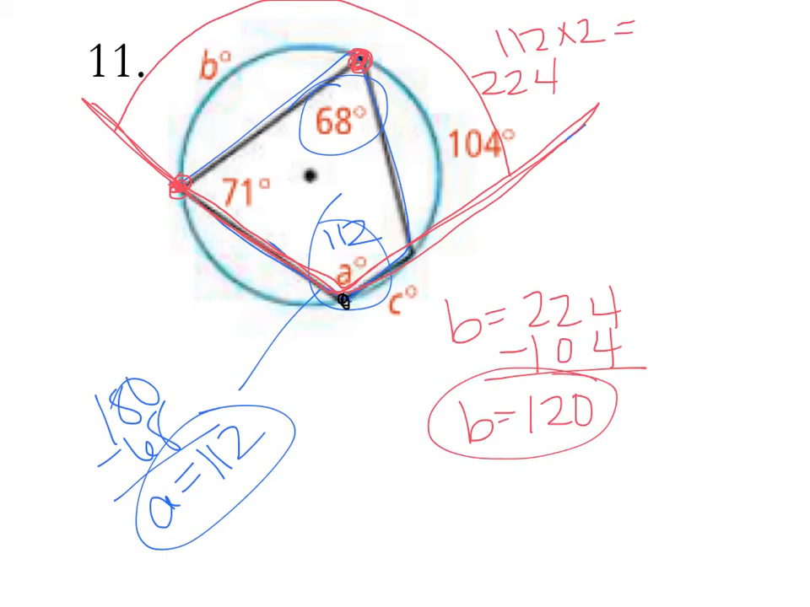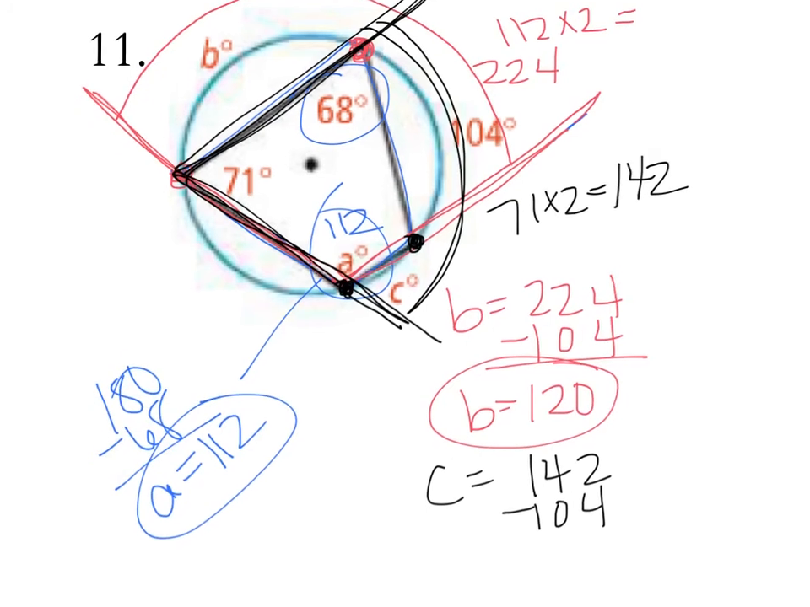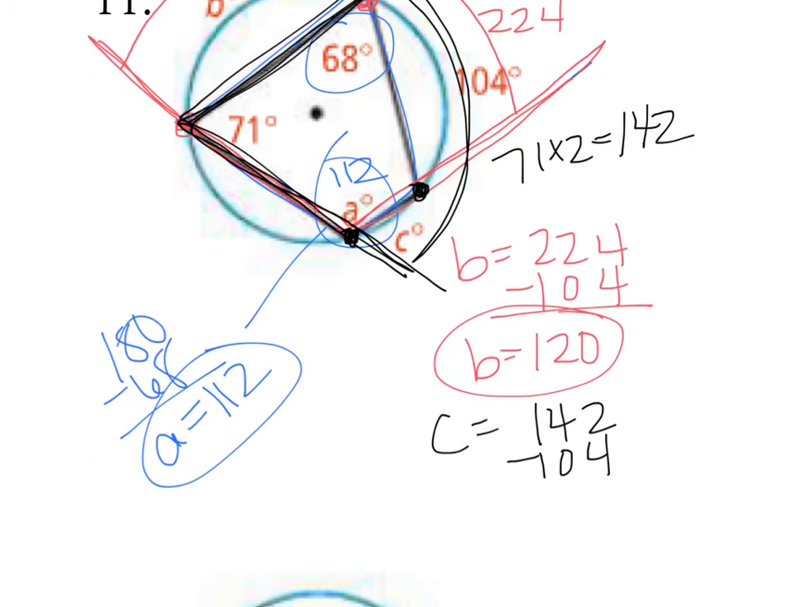To find C, it's the same kind of thing. It starts here and ends here, but there's no angle that starts and stops there. So I need to find an angle that I know the measure of that we can break apart here. To find the whole arc, I can do 71 times 2. That's 142. And then C is really 142 minus the 104. We don't want that part. And 142 minus 104 means C is 38.